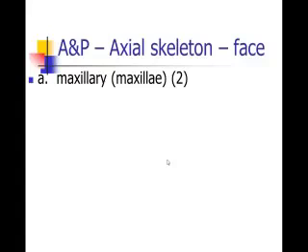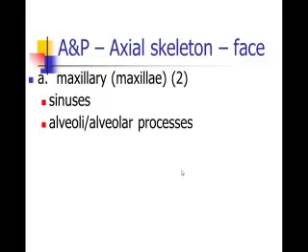Then we have the facial bones. In facial bones we have the maxillary bones or maxilla. There are two of them, one on each side. Not particularly large if you just look at the face. They're between the orbit and the mouth. They have maxillary sinuses that are also between the orbit and the mouth. There are the alveoli and alveolar processes of the maxillary bone where the teeth fit into and are anchored, actually.